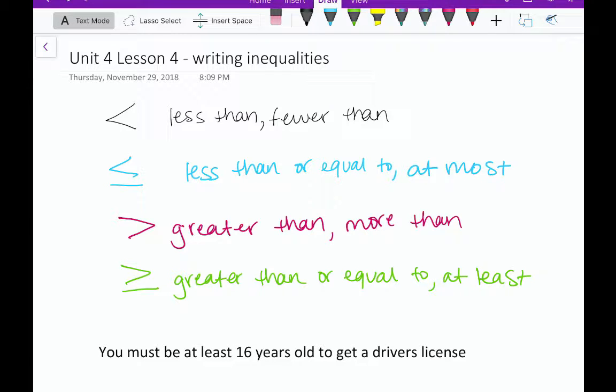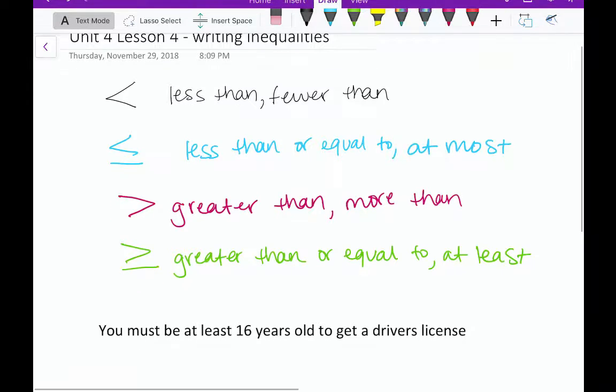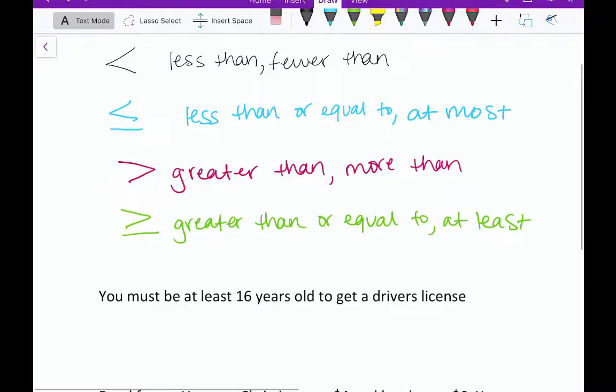This is Unit 4, Lesson 4 for Algebra, Writing Inequalities. So when we're writing inequalities, we need to make sure that we know some keywords to look for, to know what inequality symbol to use. For less than, you may also see fewer than. For less than or equal to, you'll see a lot of times at most. For greater than, you may see more than. And for greater than or equal to, you may see at least. Now, that's obviously not all of the keywords you may see, but those are some of the major ones.